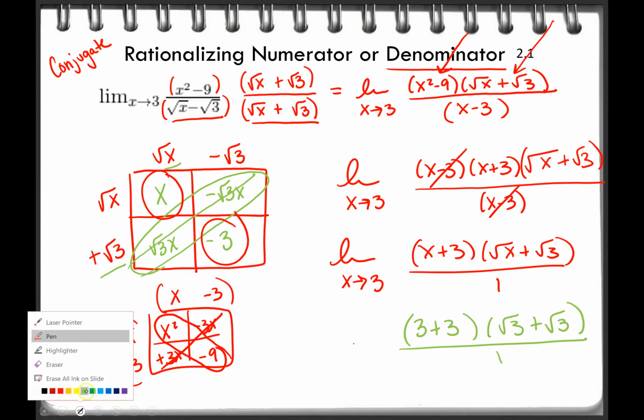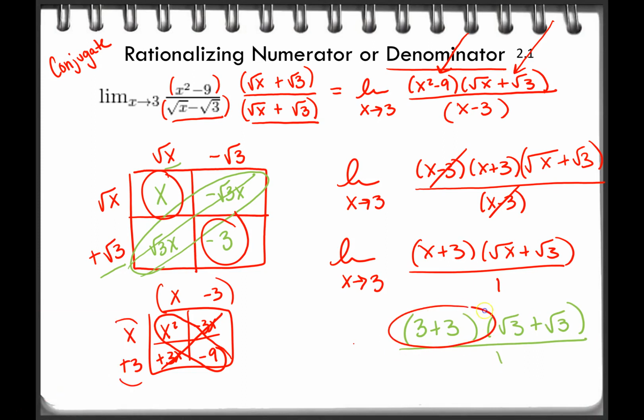Well, what does that give us? That gives us 3 plus 3 is 6. Root 3 plus root 3 is going to be a 2 root 3. And who cares about the divide by 1, right? So this is going to end up giving us a 12 root 3.